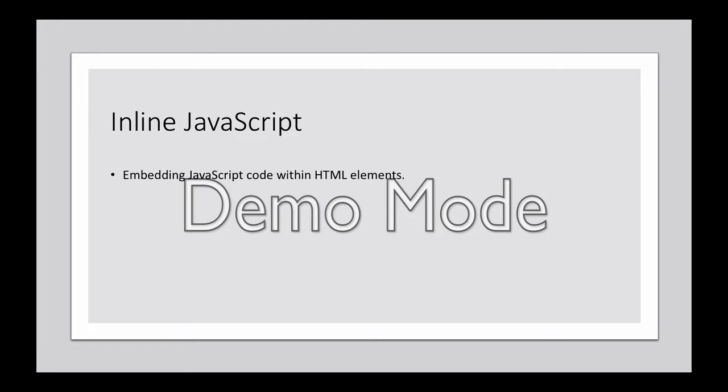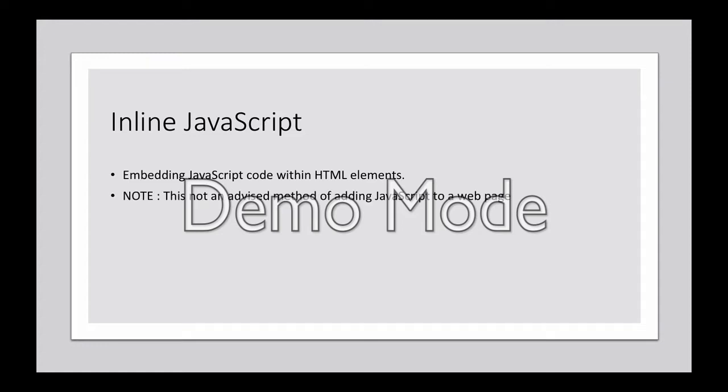Okay, the last method of adding JavaScript to your web page we are going to look at today is inline JavaScript. This is embedding JavaScript code within HTML elements. I'm sure now you're thinking, what's the difference between this and internal JavaScript? So the difference is that with internal JavaScript, your JavaScript code is always situated within script tags. But with inline JavaScript, your JavaScript can actually be part of the HTML elements and code.